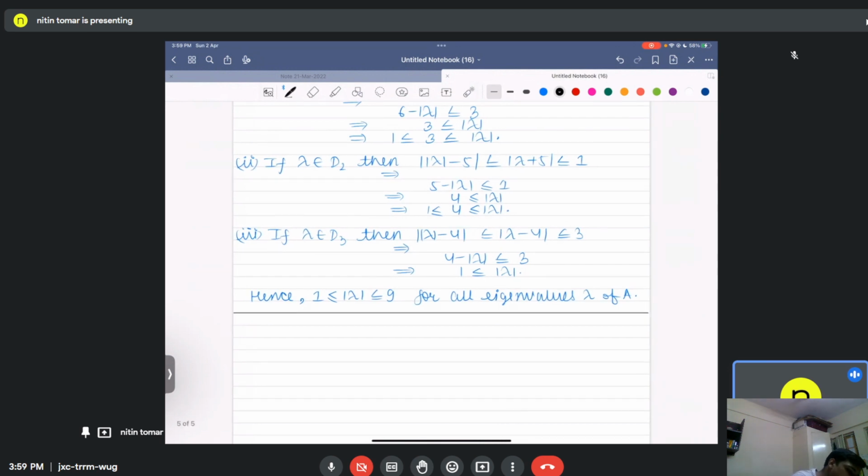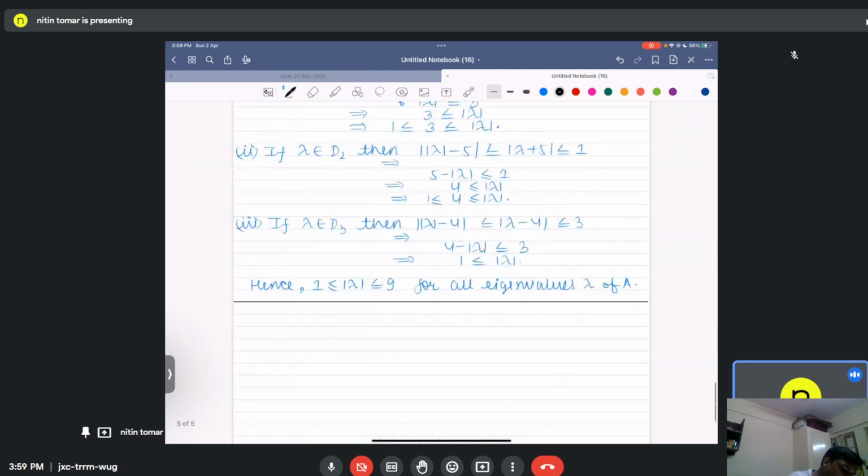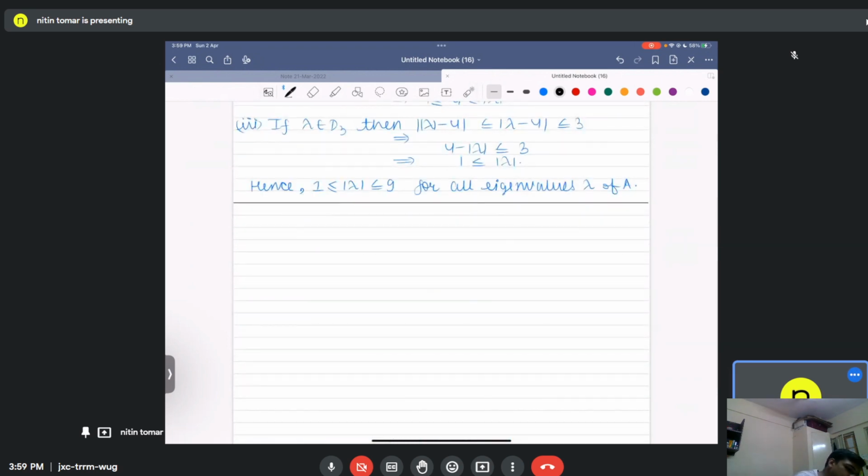Now you see this is an annular region, right? This is not a circle, so we can actually also find an annular region for the location of eigenvalues.